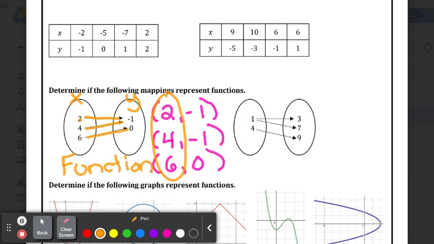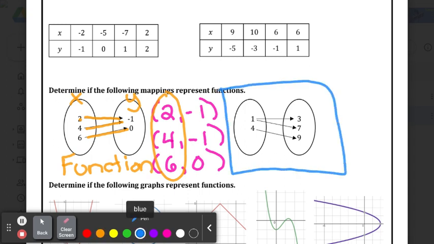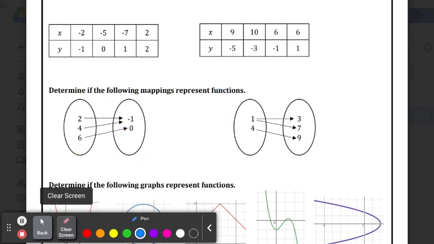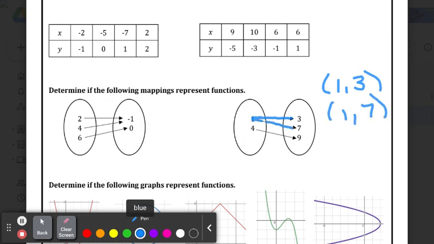Now, for the second one, over on the question, type in your reasoning. Why is this not a function? When I write down the points, I have the point (1, 3), but there's also an arrow going off to (1, 7). So that automatically means the x's repeat, so it's not a function.